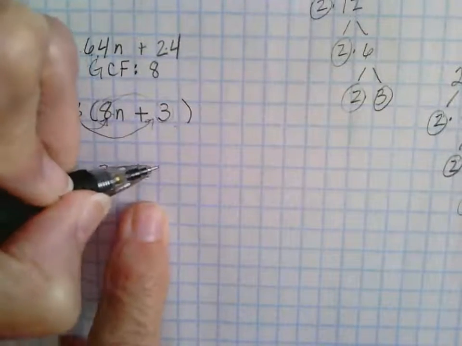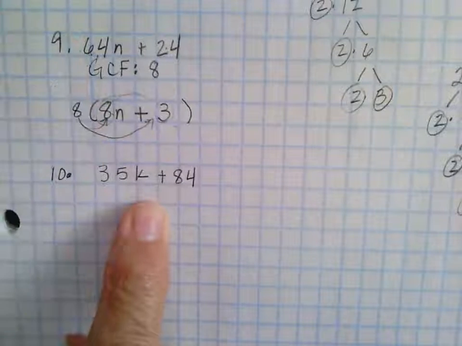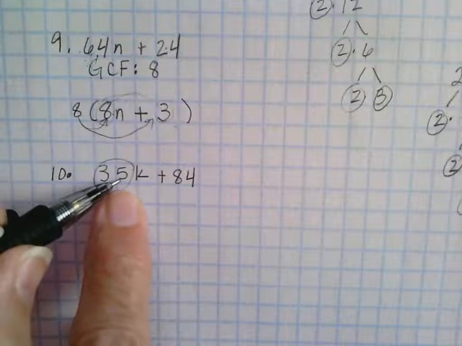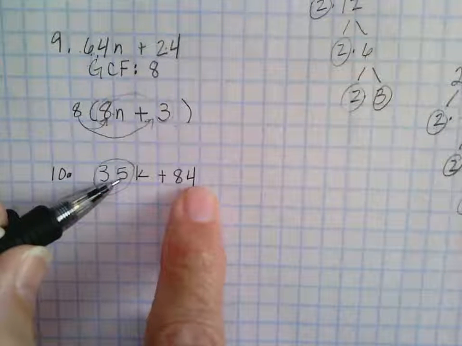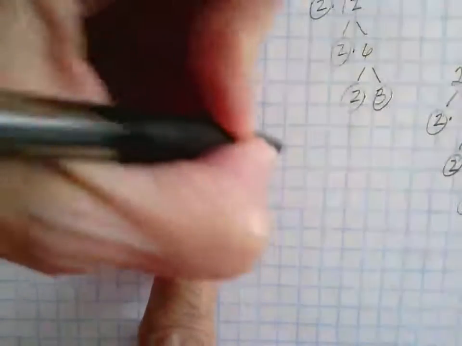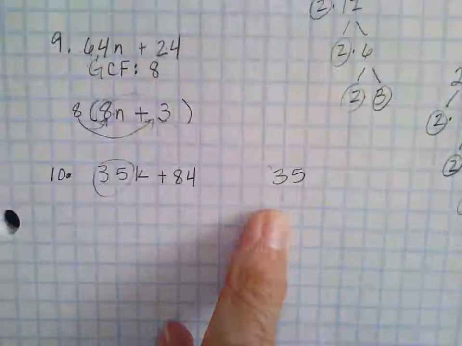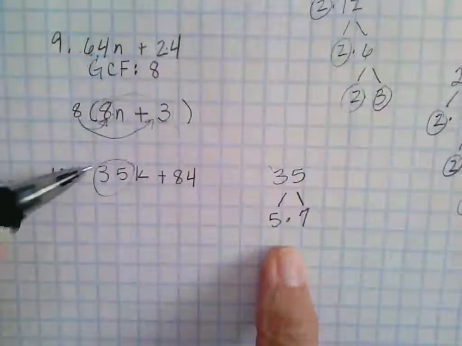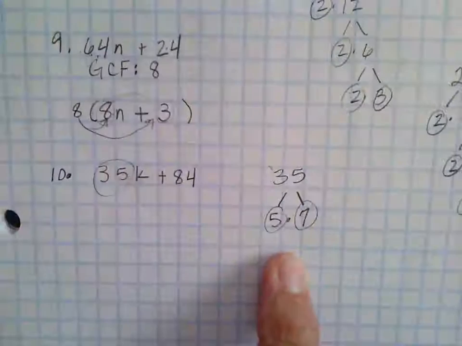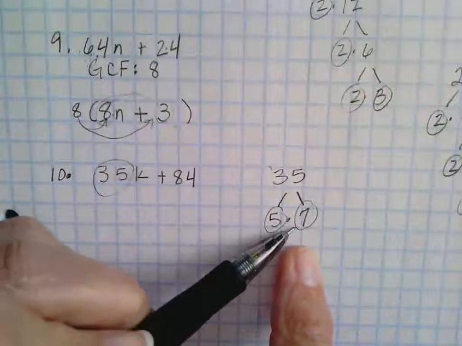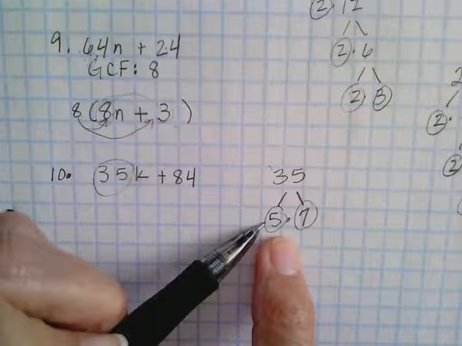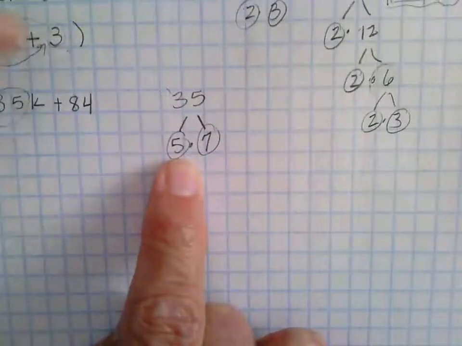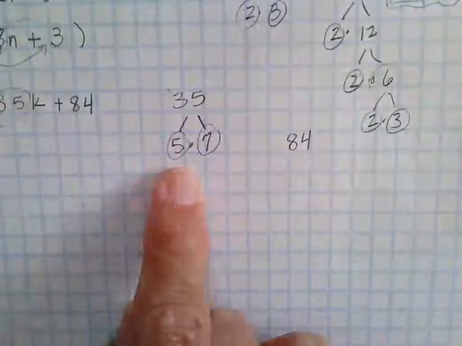35k plus 84. Well, my smaller number is 35. It ends in a 5. This does not end in a 5 or a 0, so I know this is not one of my greatest common factors. So I need to factor out my smaller number. And I can see that I either need to have 7 or 5 as a factor of 84. So I'll just go ahead and do the prime factorization on this.